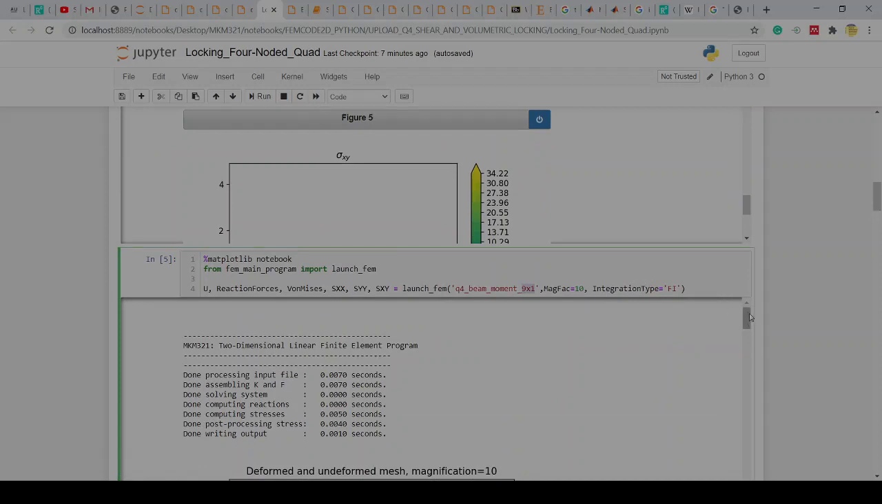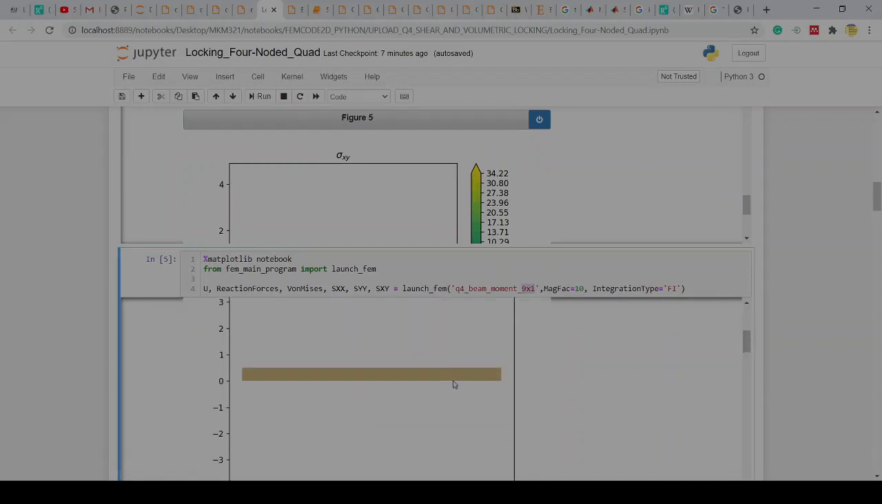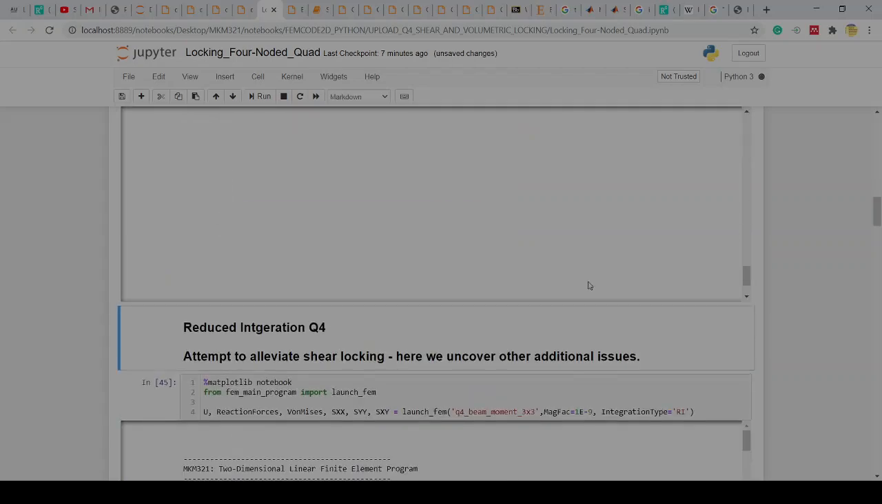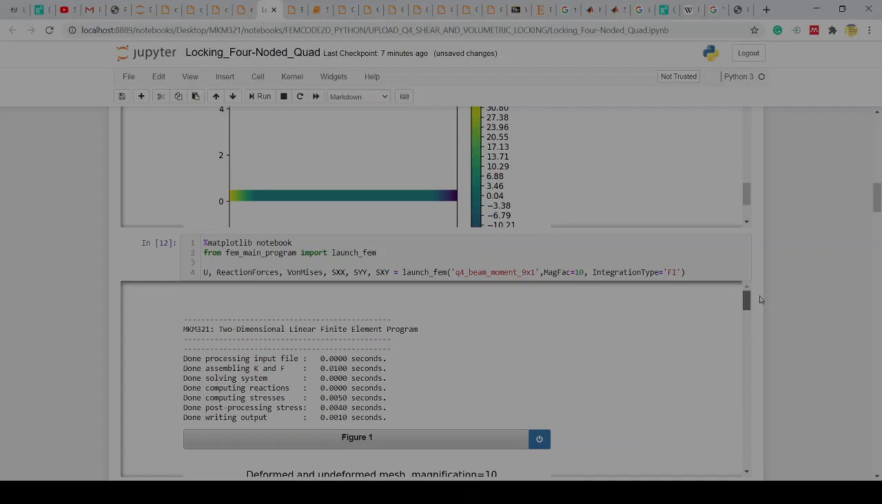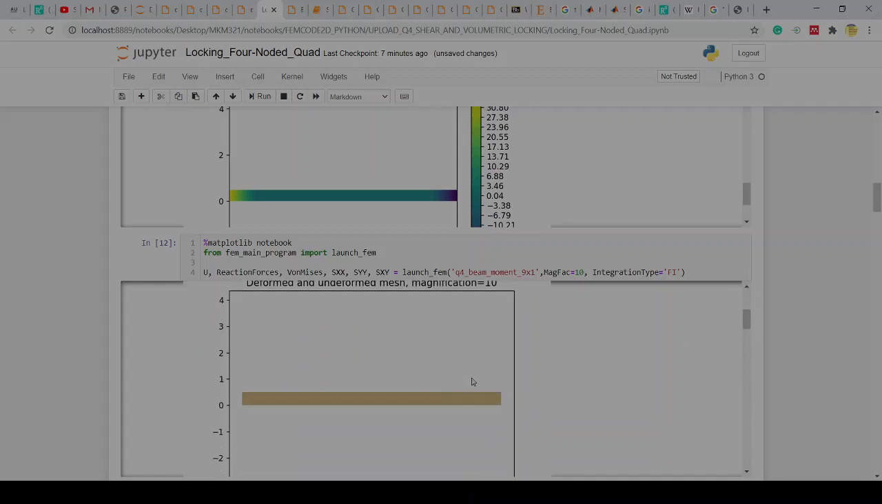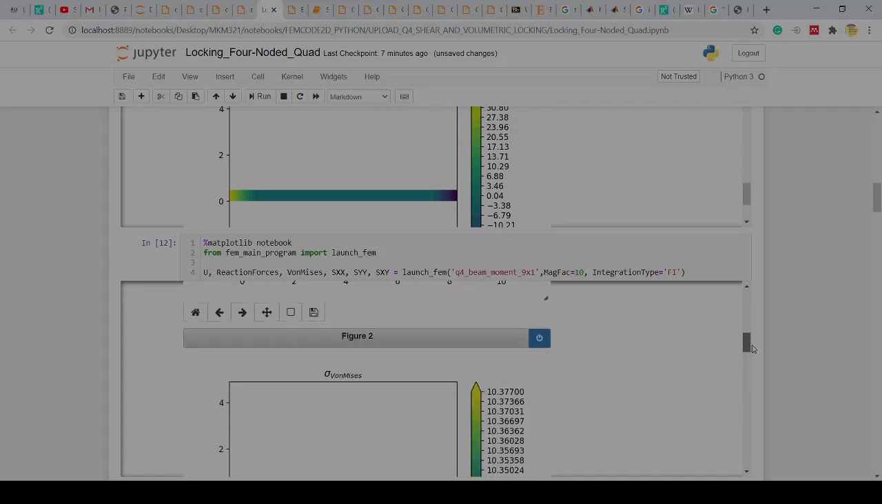Okay, 9 elements along the height. So I'm going to break it up like 1, 2, 3, 4, 5 with these long elements like this. Let's see what happens now. And if we do that, almost no displacement. Also magnification factor of 10. Look at that displacement, almost nothing.